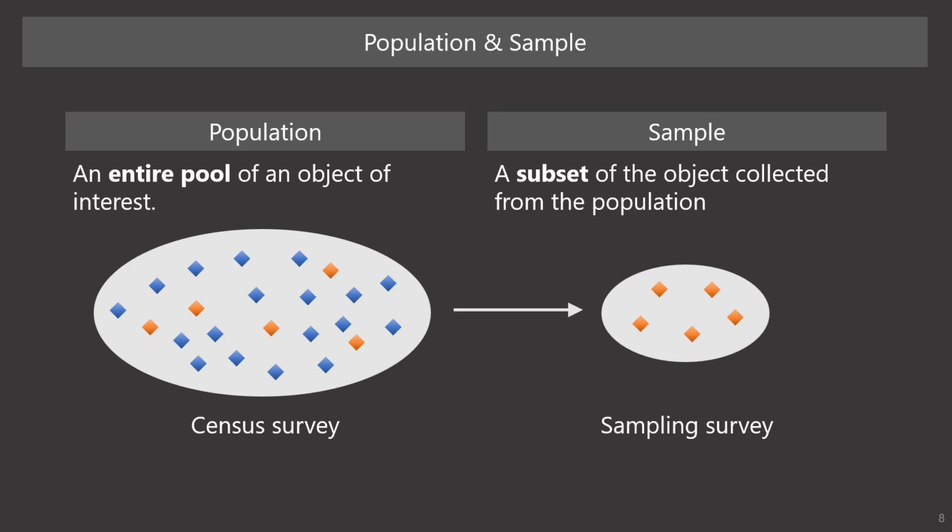In statistics, a population means an entire pool of an object of interest, and a sample refers to a subset of the object collected from the population. Census survey is a survey in which we collect data from the whole population. Sampling survey is a survey in which we take one or more samples from the population and collect the data from the samples. Census survey is difficult to carry out, so many surveys are sampling surveys.